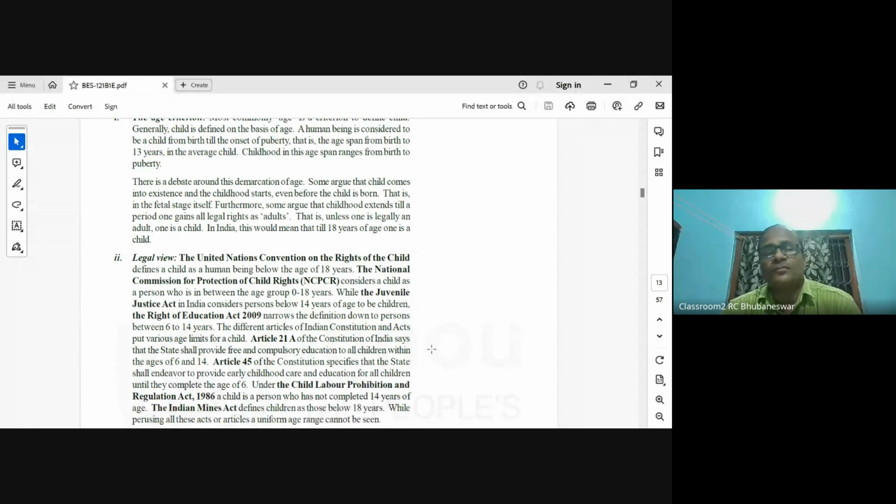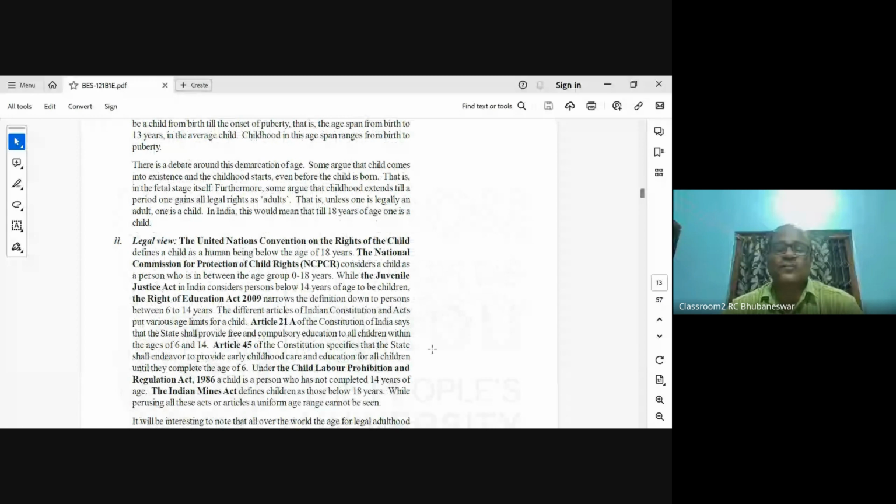there are certain legal views. The United Nations Convention on the Rights of the Child, the National Commission for Protection of Child Rights, NCPCR, the Juvenile Justice Act, the Right to Education Act 2009, Article 21A, Article 45, the Child Labour Prohibition and Protection Act 1986, the Indian Mines Act. These are the different legal aspects which focus on the education of the child. No child can work in any office before 14 years. Before 18 years, no child can work in a company or any place or factory where there is danger to life.